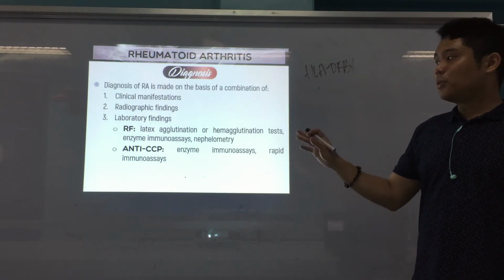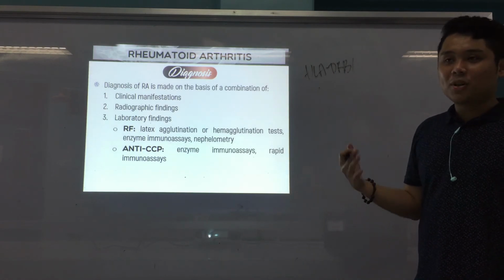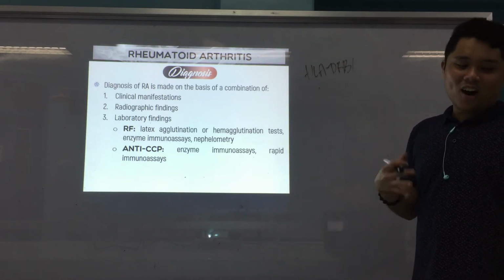Now, what we're going to focus on is the RF, because it is the test kit and it is the one to be performed in the laboratory in our class.